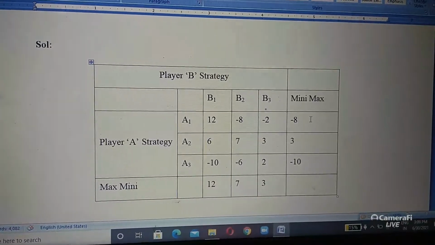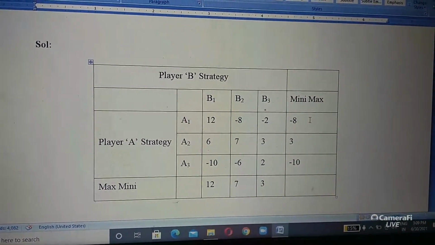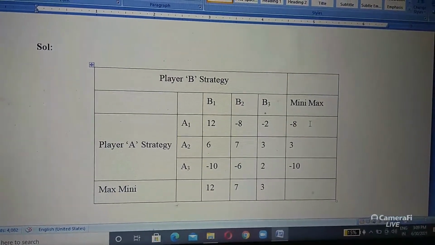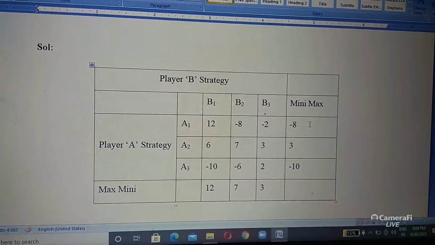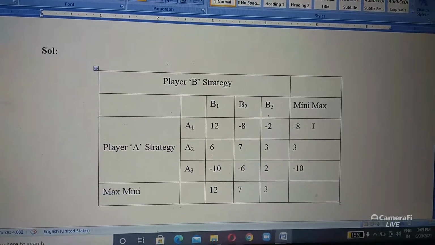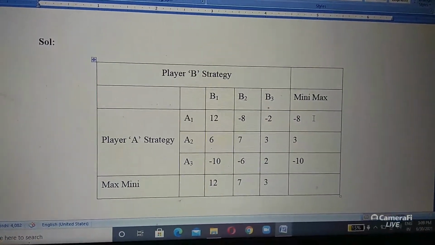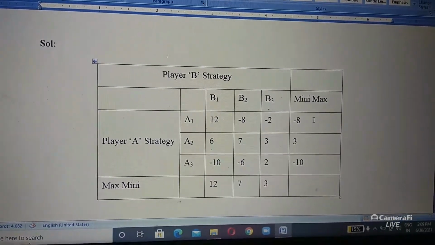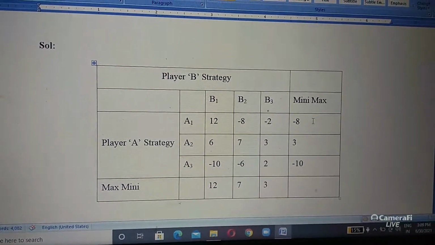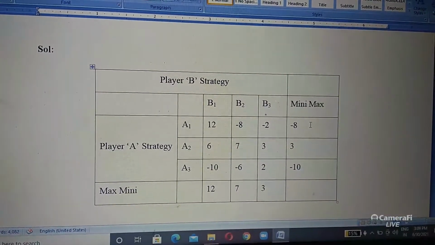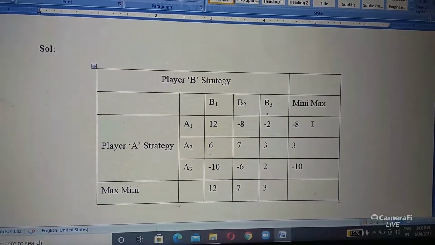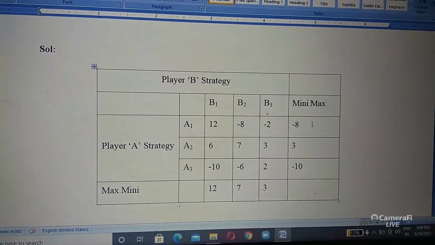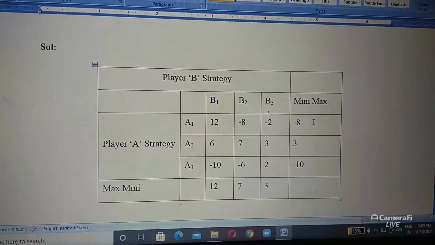See here in the max mini, which is the maximum value column wise, column 1, column 2, column 3. The maximum value is 12, and 7 is the maximum, and 3 is the maximum. After doing these steps, immediately we have to check whether in minimax and max mini any number is commonly repeated twice. Minus 8 is not repeated in the max mini. Minus 10 is not repeated. 12 is not repeated. 7 is not repeated.